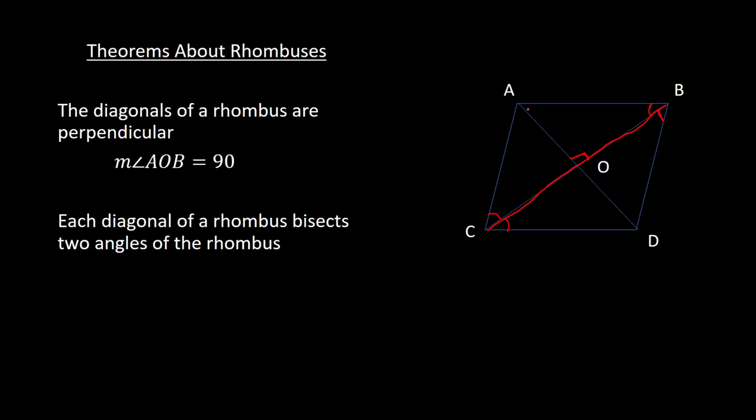So those would be congruent, and also using the other diagonal, that's also going to bisect the top left angle, and the bottom right angle. So now we have this angle and this angle are congruent, and then this angle and this angle are congruent.